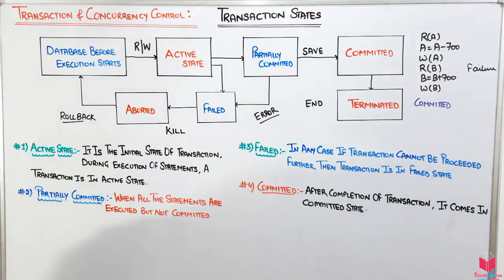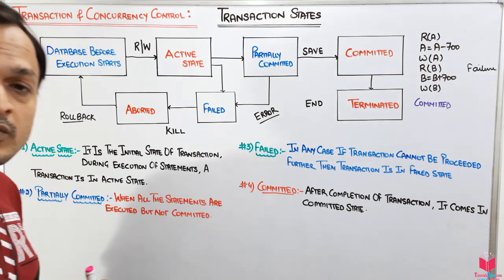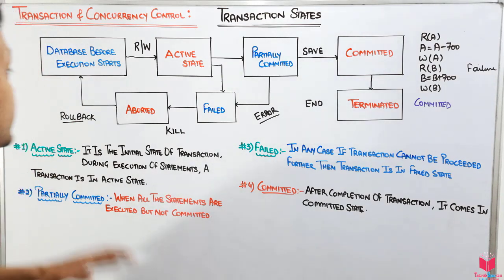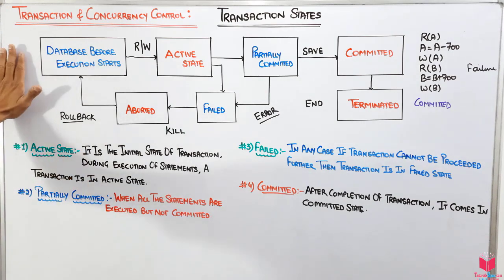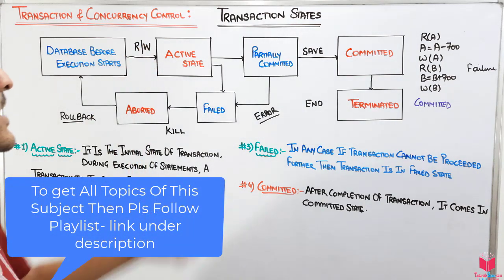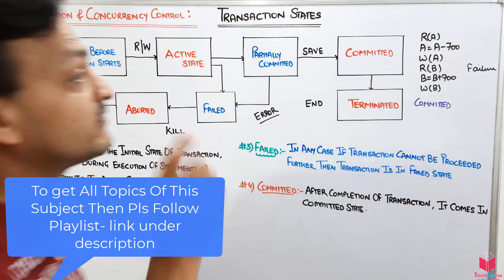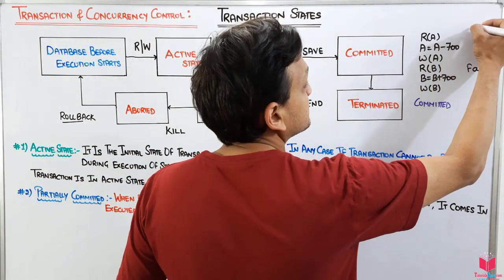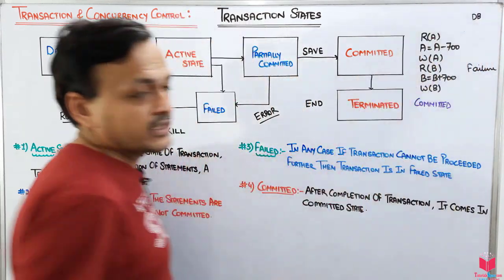Let's see. Before execution starts, that means before starting the transaction, the database is idle. Nothing is happening there. Okay guys. Then if we have any read or write operation, we say it is in the active state. The transaction has started. Let's see an example. Suppose we have a database here, and nothing is happening here.